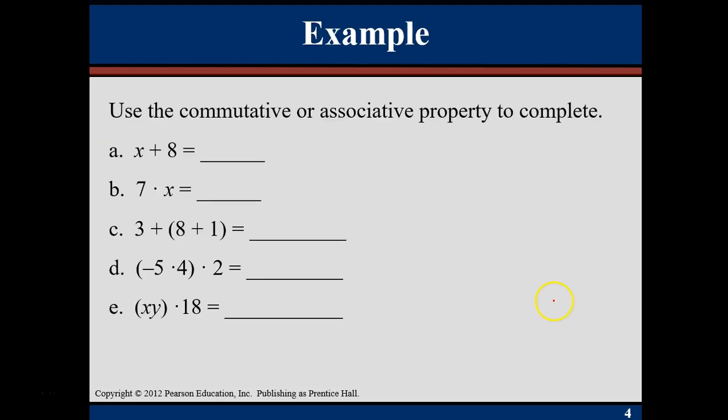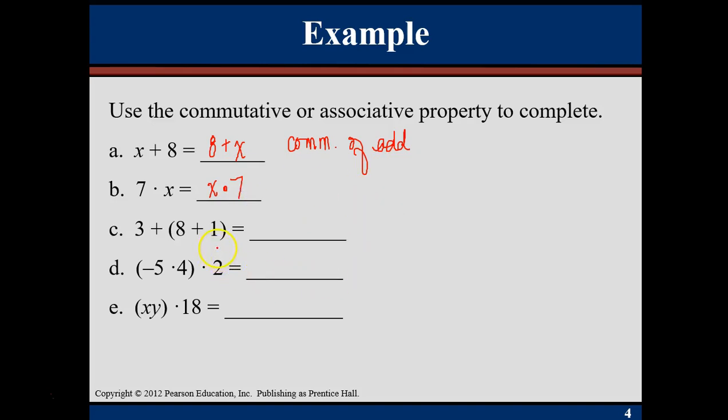Use the commutative or associative property to complete. Well, I have x plus 8. I can use the commutative property and say 8 plus x, and that would be the commutative property of addition. In B, I can use the commutative property of multiplication and say x times 7.